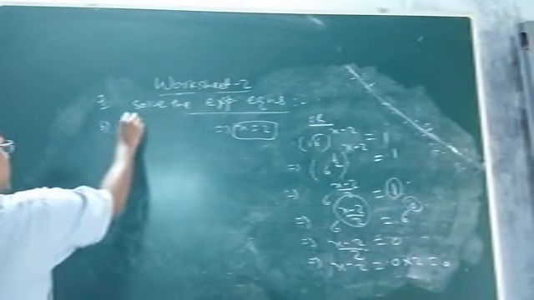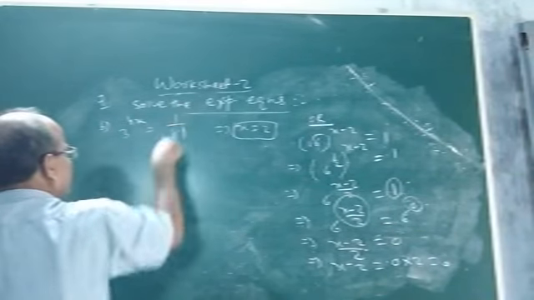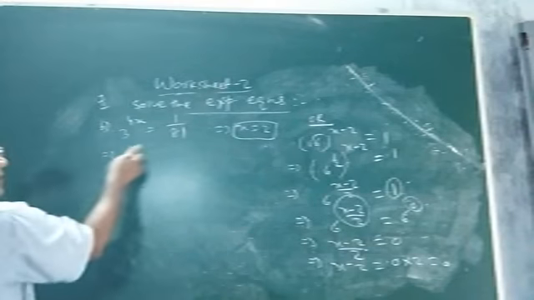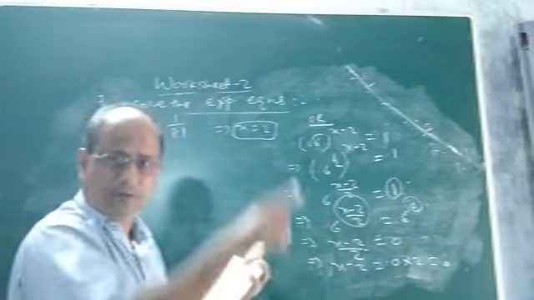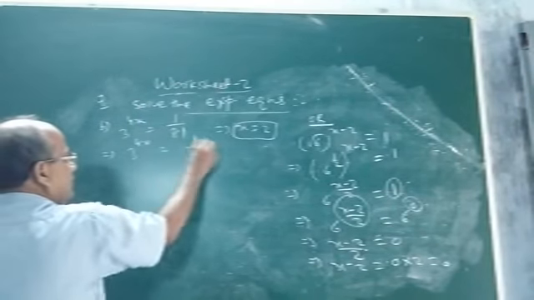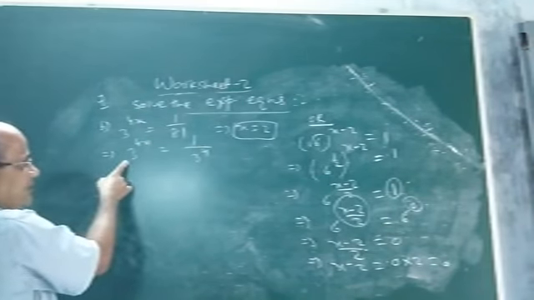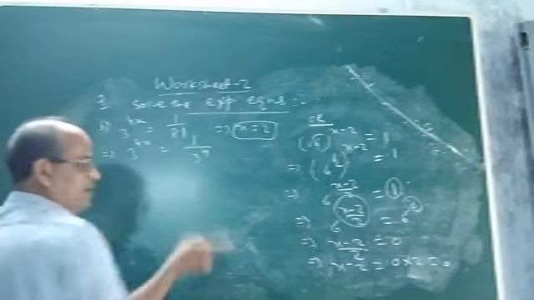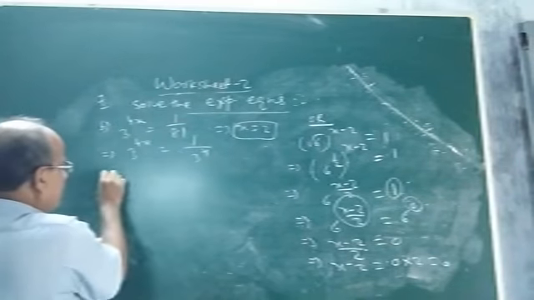3 to the power 4x equal to 1 by 81. How to solve it? Now see here children, 81 can be written as 3 to the power 4. So 3 to the power 4x will be equal to 1 by 3 to the power 4. Now look at the left hand side, the base is 3. So on the right side we have to make the base also 3.